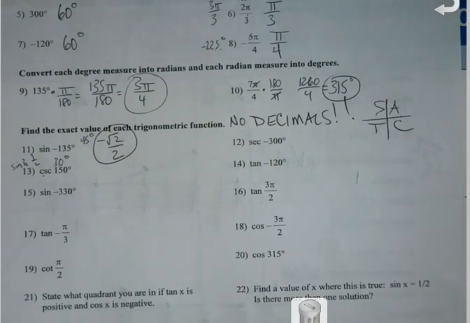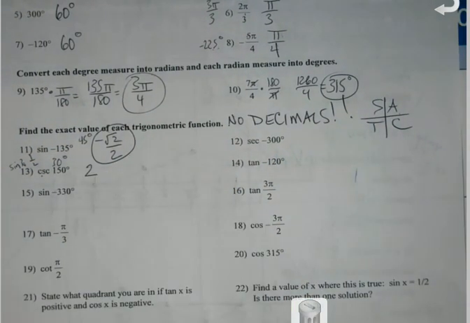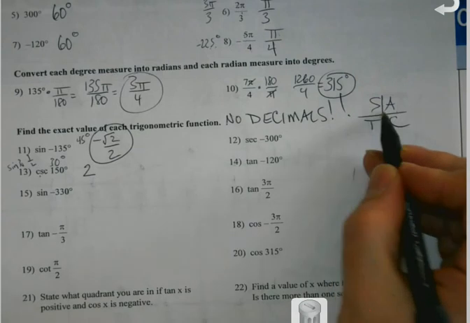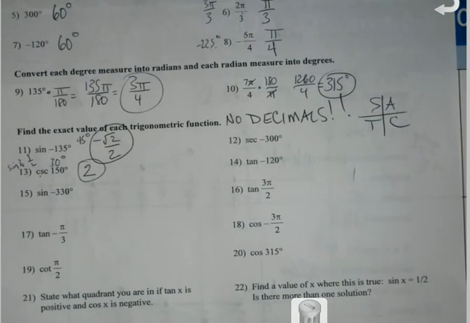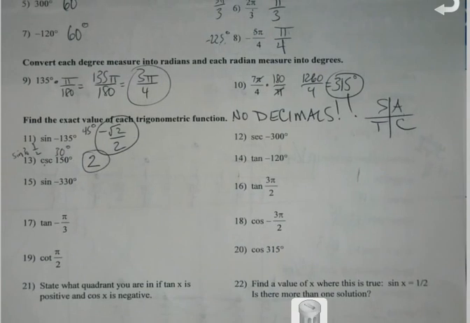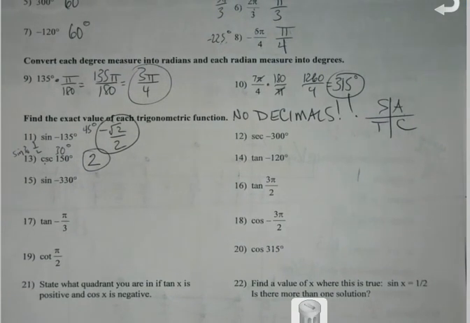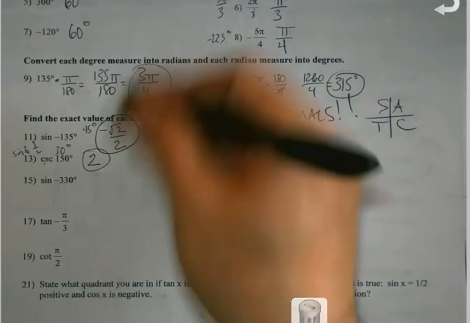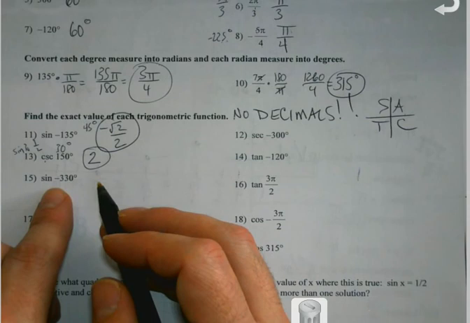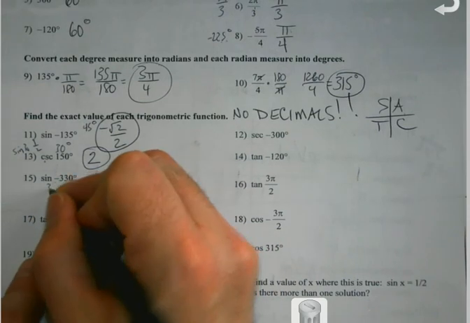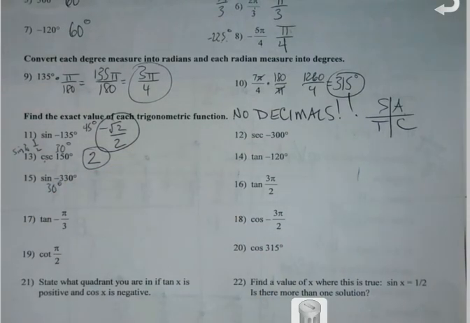Cosecant, right, makes it the inverse, which is 2, and 150, we're in sine land, it's positive. Gonna make you think about this stuff. And now I'm going in crazy directions. I'm just going to keep going down. Forget it. That's fine. Sine of negative 330, 30 degree reference angle.